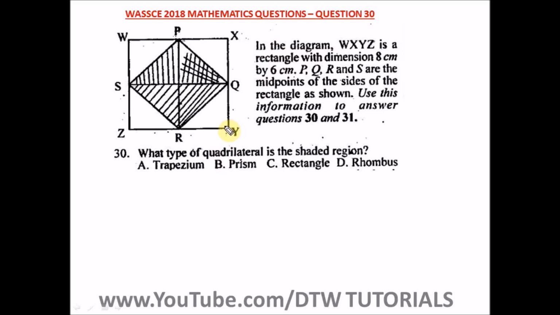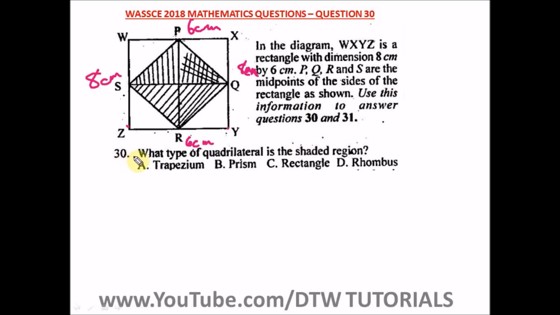Question 30 of the WASSCE 2018 Mathematics Past Question, that's your WAEC exam. It says in the diagram, WXYZ is a rectangle with dimensions 8 cm by 6 cm. So this whole length here and here is 6 cm. Here is 8 cm, also here will be 8 cm, and here will also be 6 cm. It now says P, Q, R, and S are the midpoints of the sides of the rectangle as shown. Use this information to answer questions 30 and 31.